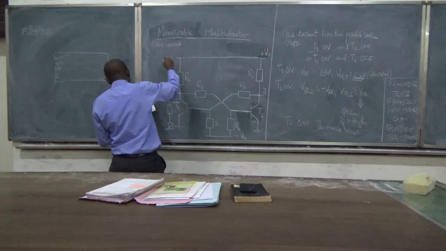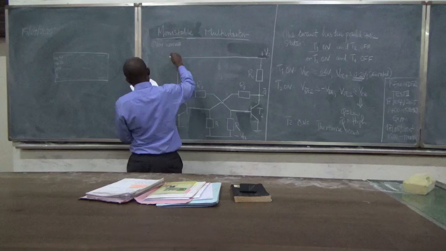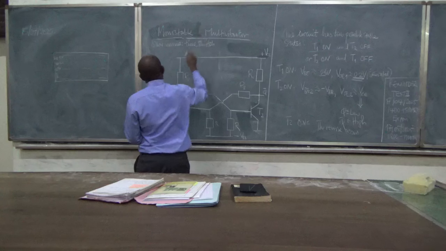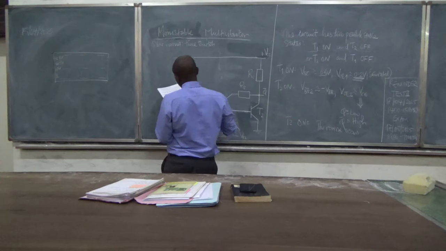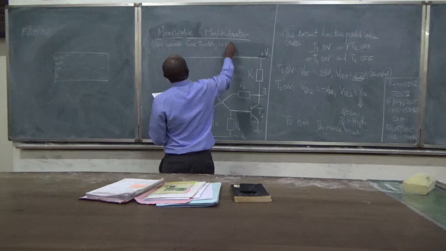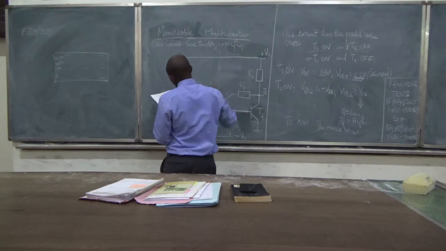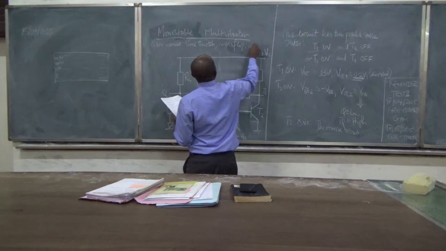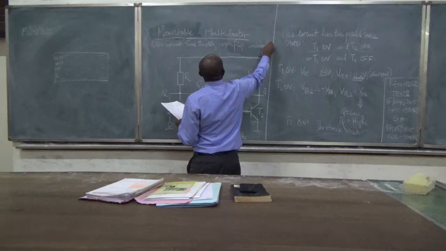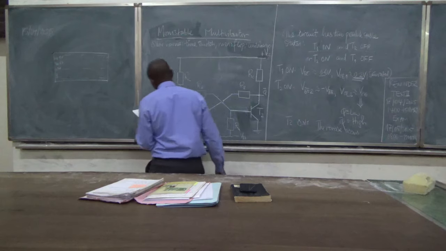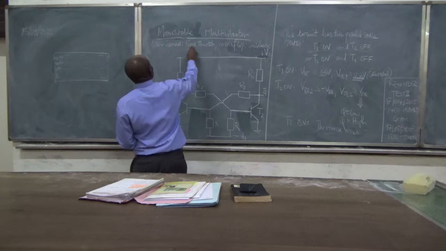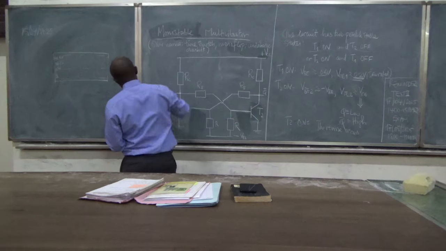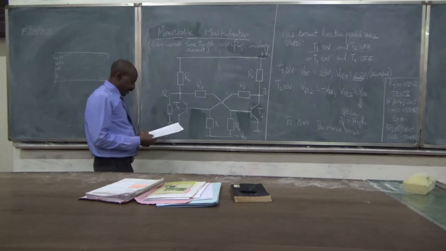Other names of a monostable are a time switch, a monoflop, a univibrator, or a one shot, just use a one shot. These are other names of the monostable multivibrator.